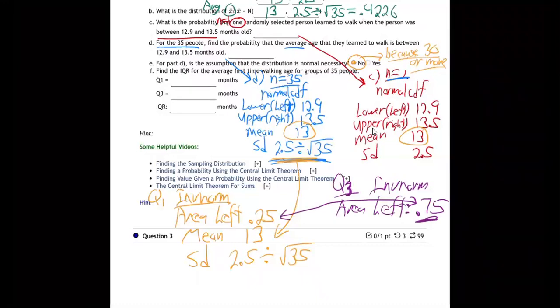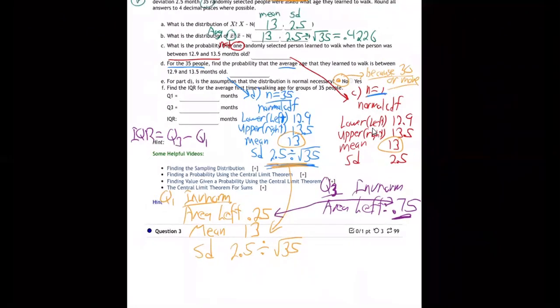And then you know IQR. IQR is just Q3 minus Q1. And so there we go. There's how we crank out all those numbers. Any questions I can answer on that one? All is well?